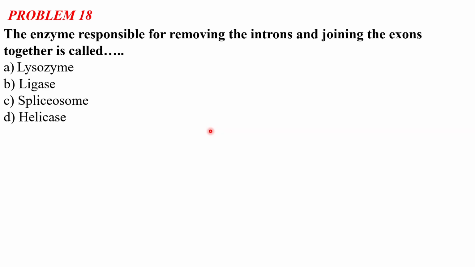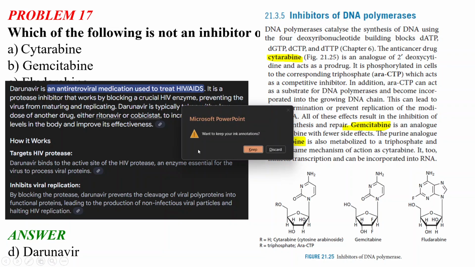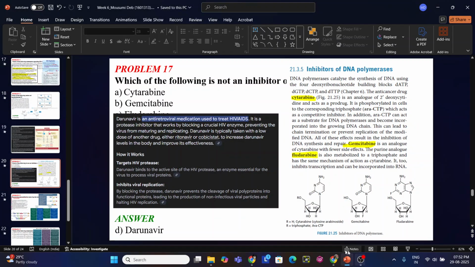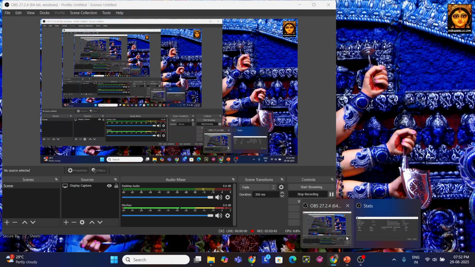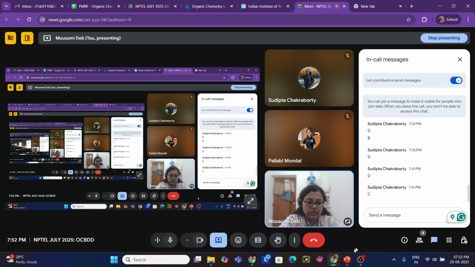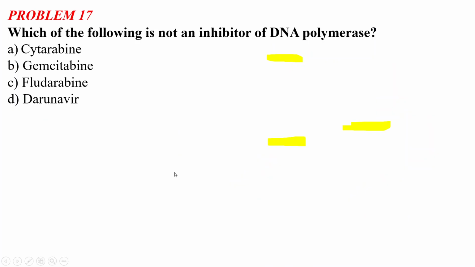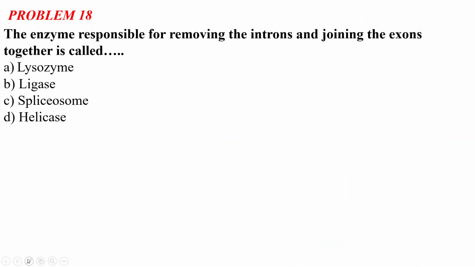Let me check the chat box because we don't have much time and I have one or two questions left. Okay, I got one answer which is saying it is number C. Now let me check if number C is the correct answer of problem number 18 or not. So the enzyme which is responsible for removing the introns and joining the exons together is known as, yes, it is spliceosome.